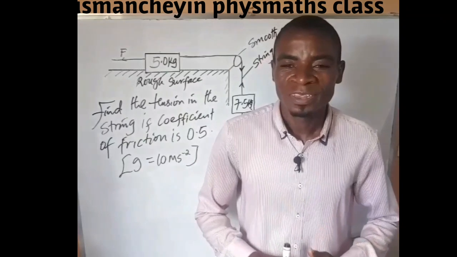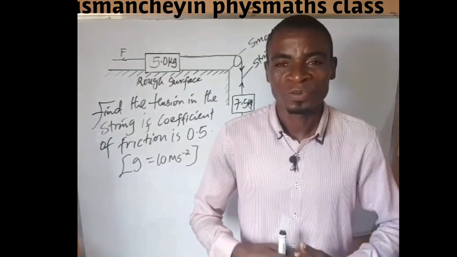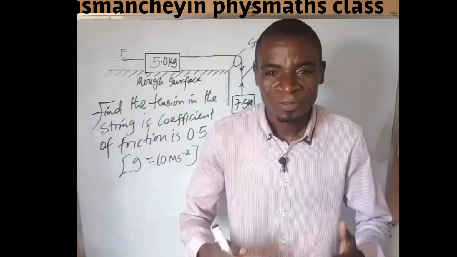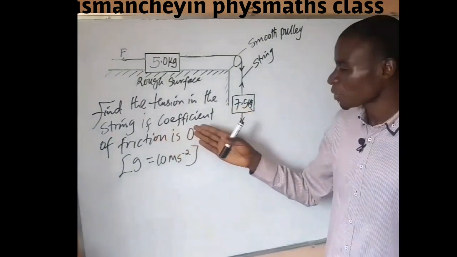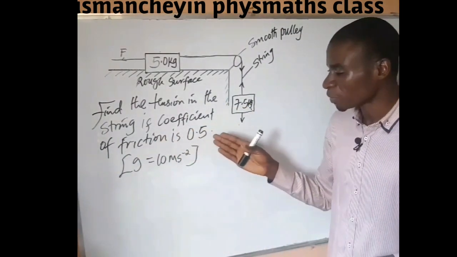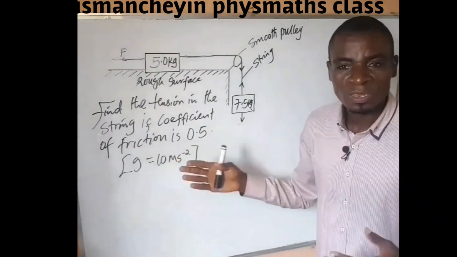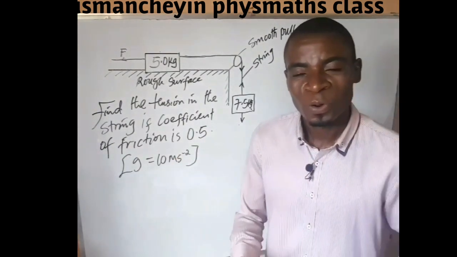In our tutorial today, I shall provide a solution to the problem before us. The question reads: find the tension in the string if the coefficient of friction is 0.5. Take g to be 10 meters per second squared.